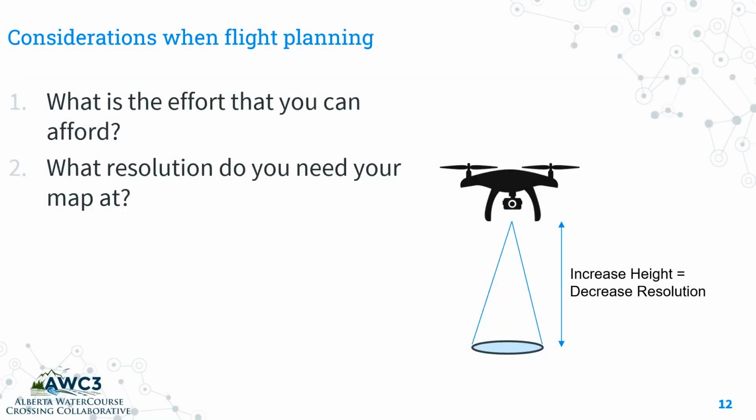The next is, what resolution do you need your map at? Typically, if you increase the height that you're flying at, you are decreasing the pixel resolution that you're going to acquire from your drone image, but you're also decreasing your flight time in total. So it's really a trade-off, and this ties back to our goals and objectives. What level of precision am I looking for, and what am I looking to achieve out of a day of flying?